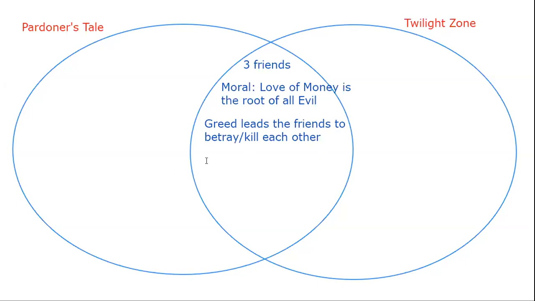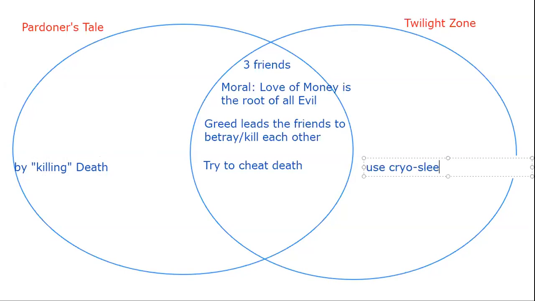And both groups are in a way trying to cheat death. I'll add some information over here to the side. So in the Pardoner's Tale, they're trying to cheat death by killing death because they think he killed their friend. It's kind of ironic and funny. In the Twilight Zone episode, they use cryo sleep to sleep for 100 years, and that's how they cheat death.